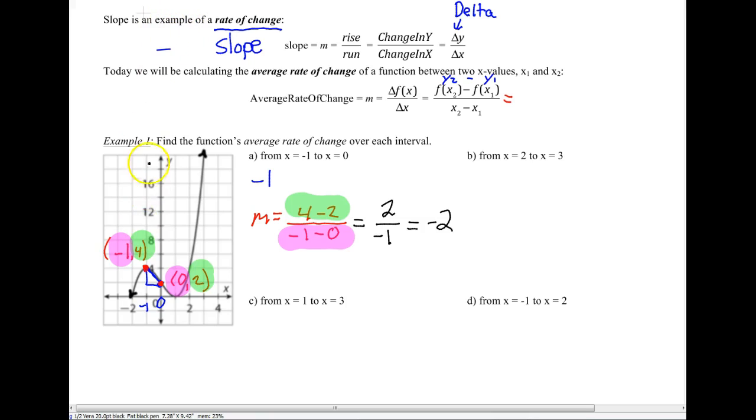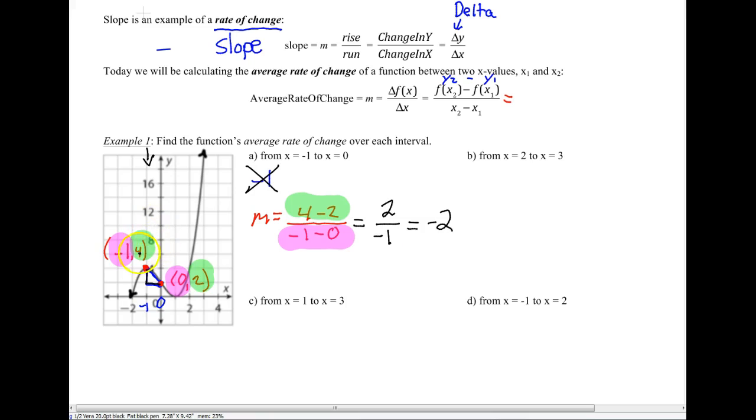Any ideas? It has to do with this scale here. What is this scale counting by? Is it counting by ones? No, it's counting by twos. So this is why you don't want to really rely on what I did at the beginning and say, oh, it's down 1 over 1. Oh, it's -1. The formula is probably going to be your best bet. That will give you the most accurate answers.